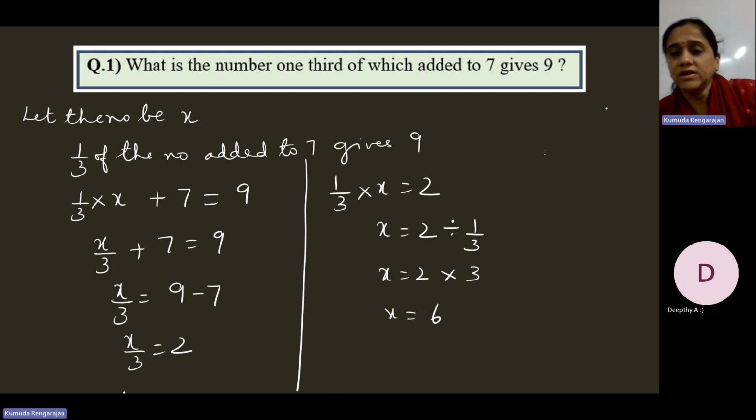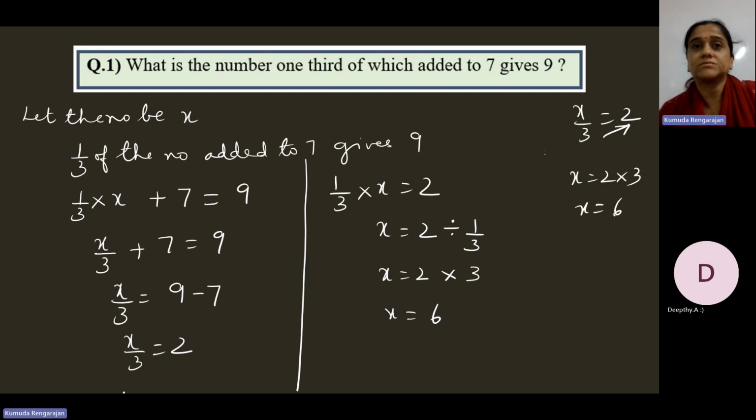Or you can straight away say x by 3 is equal to 2, cross multiply, x is equal to 2 into 3, x is equal to 6. Right?